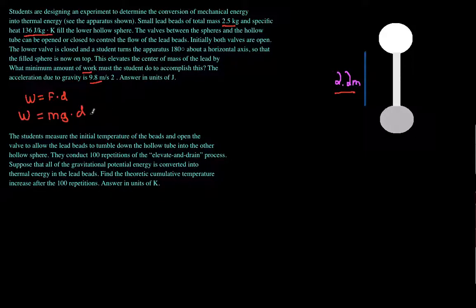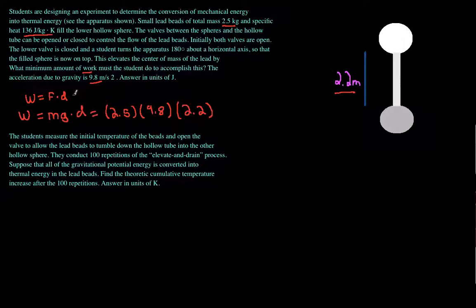Then all I'm basically going to do is plug in these numbers. The mass is 2.5. The gravitational constant is 9.8. And the distance that they're falling is going to be 2.2. Now, these lead balls are falling in the direction of gravity. Gravity is pointing down, the lead balls are falling down, so therefore work is going to be positive.